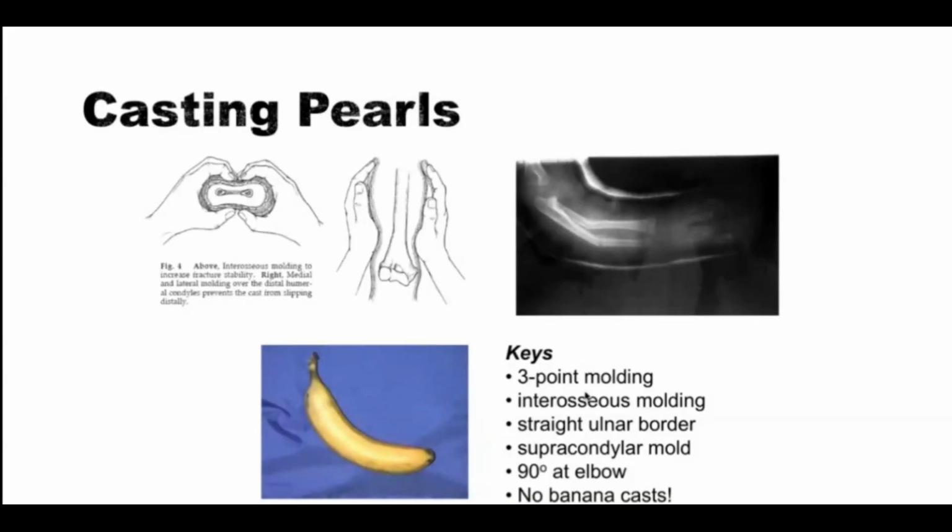You want to provide an interosseous mold, which is well shown here, which means a nice tight cast index, that just means that the cast is narrow, it's not big and fat. You want to have a straight ulnar border. You need to have the elbow nicely at 90 degrees. And as this is Rob's slide here, no banana cast or something that looks like a banana. It should be a crisp looking cast to be able to hold the fracture.